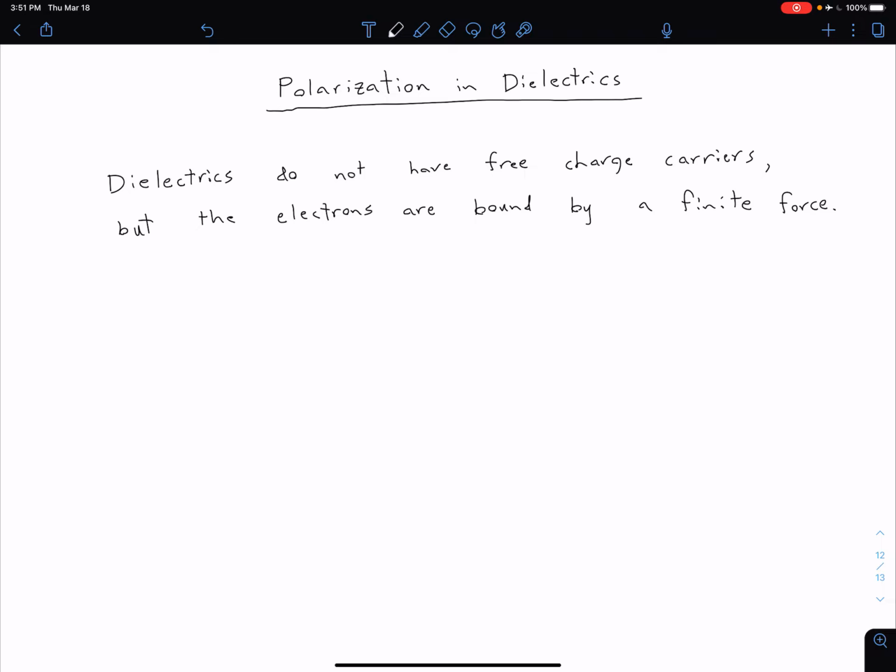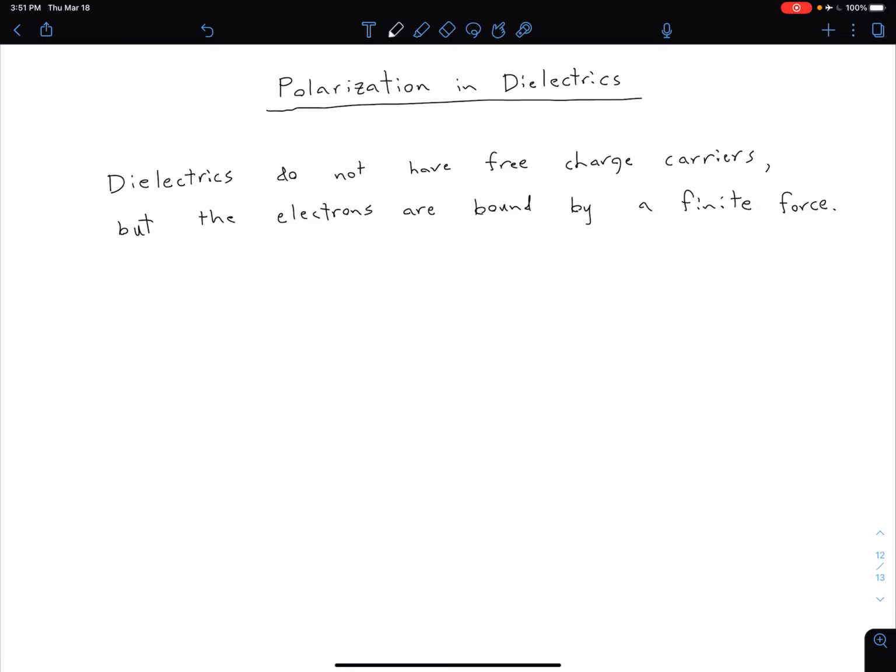We're now going to shift our attention to dielectrics, or insulators. And so what we're going to consider in this video is polarization in dielectrics. So dielectrics are not going to have the same amount of free charge carriers, or really any free charge carriers, the same way that a metal does.